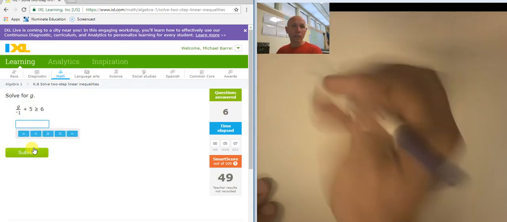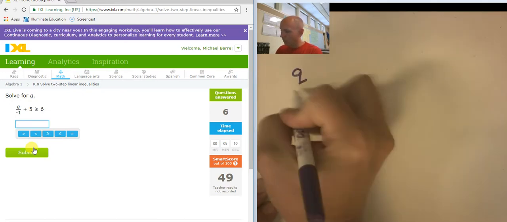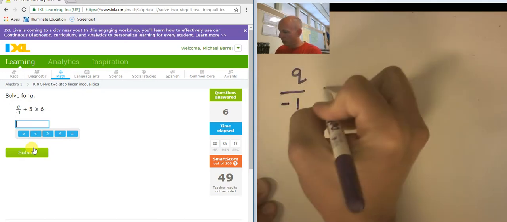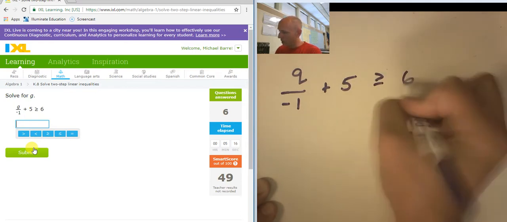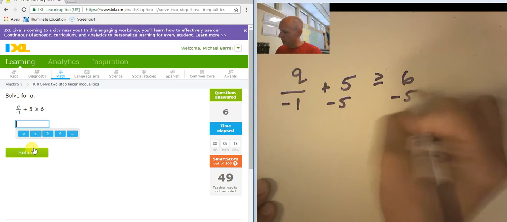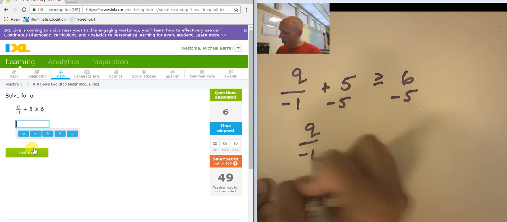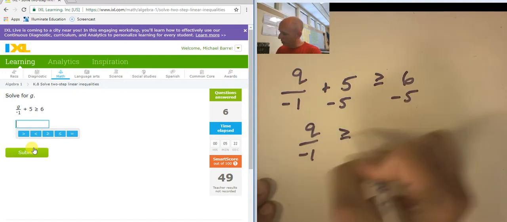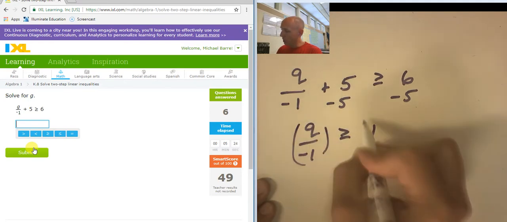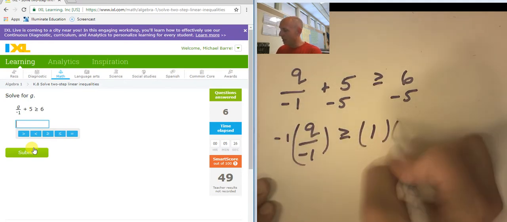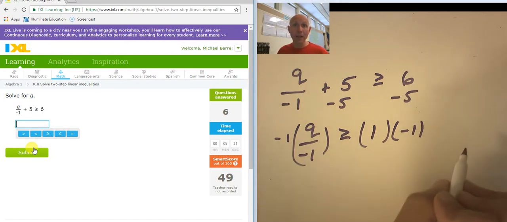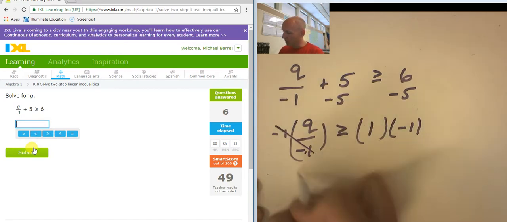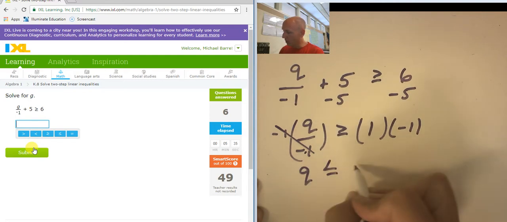Oh, okay, cool. I like this one. Q over negative 1 plus 5 is greater than or equal to 6. Subtracting 5 from both sides, so q over negative 1 is greater than or equal to 1. Now I'm going to multiply both sides by negative 1. If I multiply or divide both sides of the inequality by a negative, I must flip the inequality symbol. So ready? Q is less than or equal to negative 1.